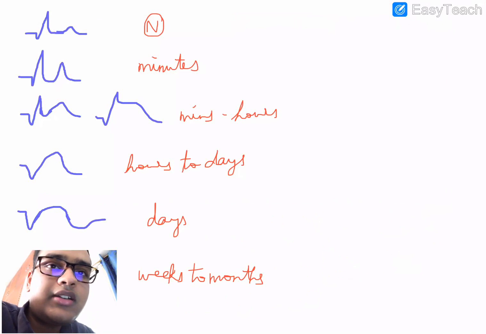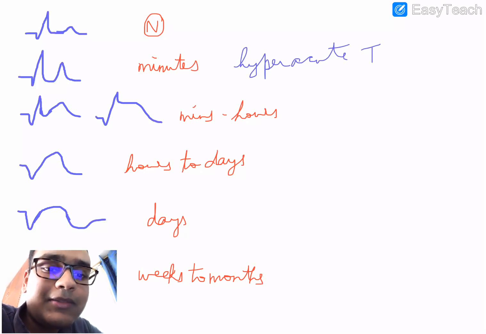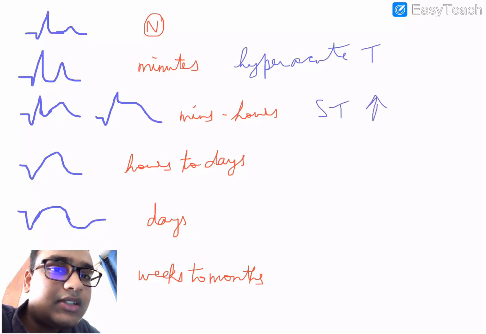Now we'll look at the natural course of progression of ECG changes in MI. As you all know, this is the normal ECG, the normal QRS complex with a T wave. In a few minutes, the first change seen is the hyperacute T wave. As you can see, the T wave is peaked. Then after a few minutes to 2 hours, you can see that the ST segment is slowly getting elevated. So ST segment elevation is seen.